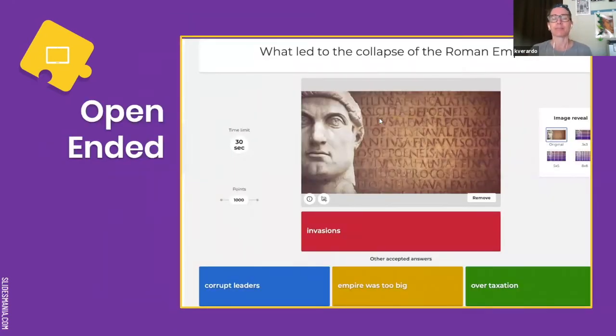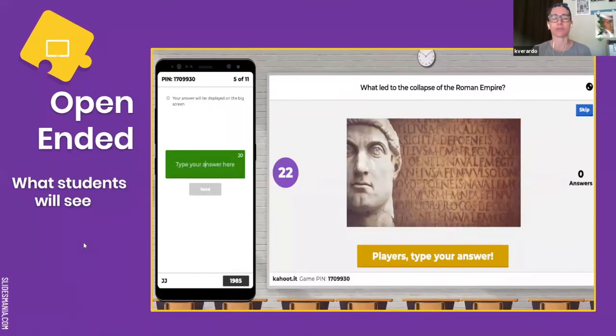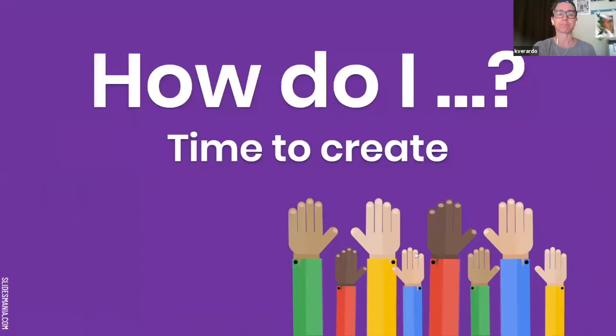Open-ended, that is just an open-ended question, and you're saying these are 4 answers that I will accept. So those are some options there. When the students answer the open-ended question, your question's here, and then they type in the answer. And at the end, it'll display the answers that you were accepting.